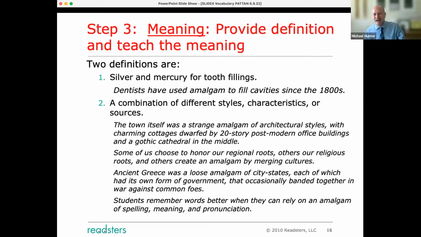Now, we can't leave it backwards because that's not how we spell the word. We have to spell forward. So Marie, could you spell it forward for us, please? A-M-A-L-G-A-M. All right, there you got it.